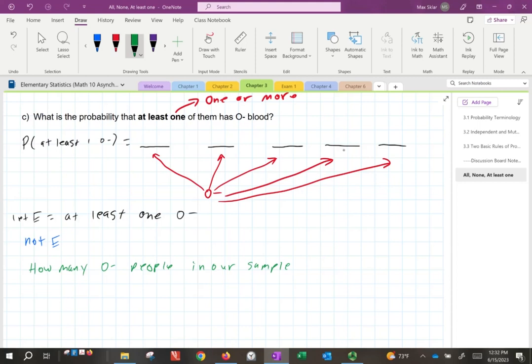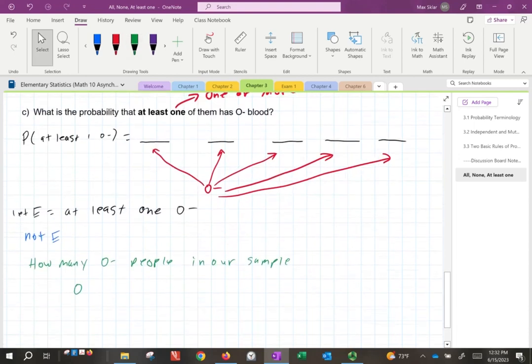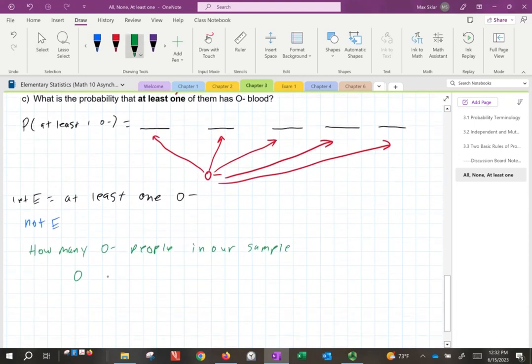Well, let's see. Maybe none of our people have O negative blood. In fact, we found out that there's almost over 70% chance that none of our people have O negative blood. That would give us 0 people with O negative blood in our sample. We could have 1 person in our sample. Just put 1 person in either one of these and then fill the rest with non-O negative blood type folks. We can have 2. We can have 3, 4, or 5. If we have 0, that amounts to none of our sample has O negative blood. 5 would be all.